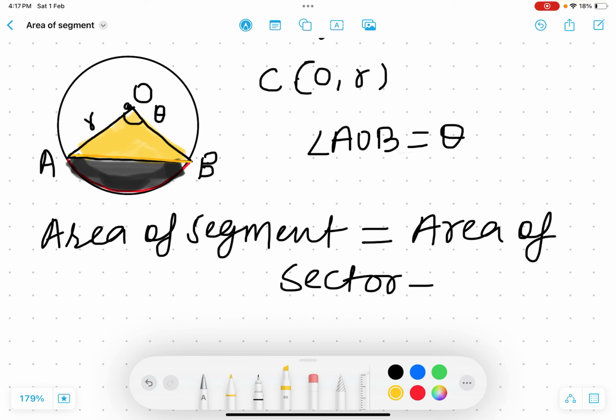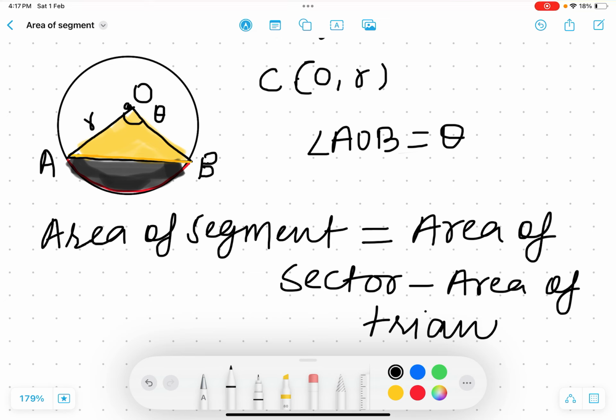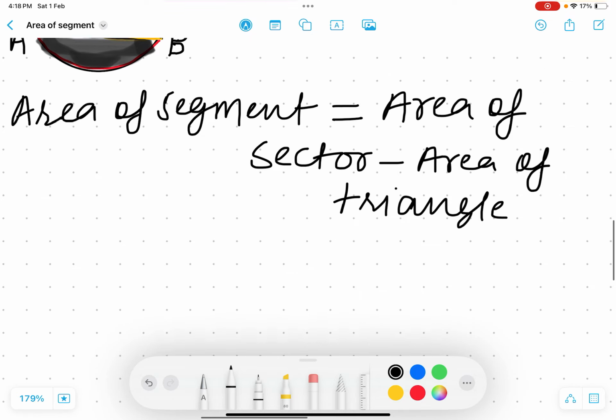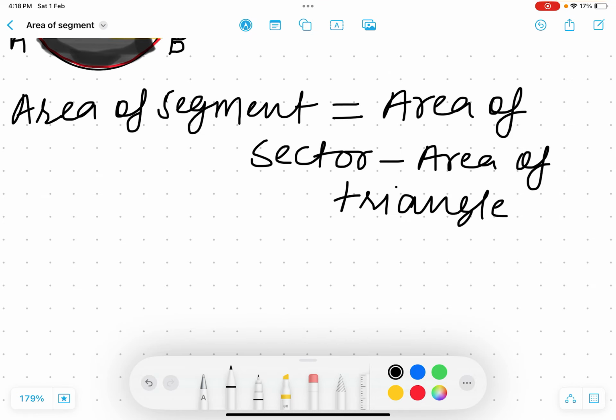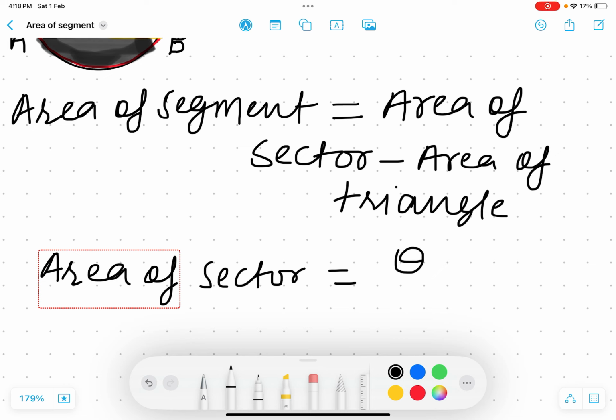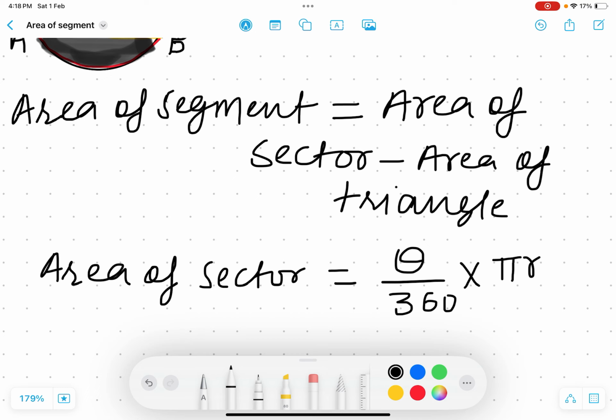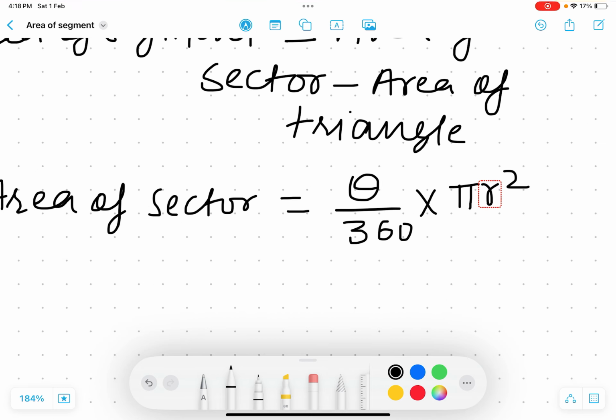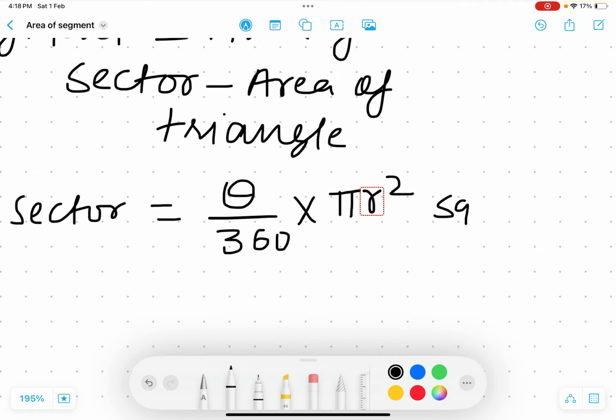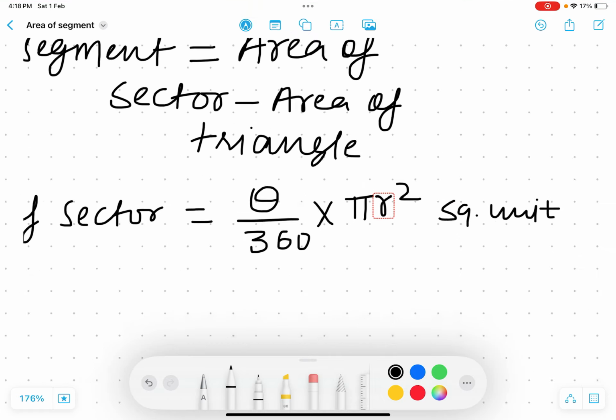So for the area of the segment, we'll just subtract the area of that triangle from the area of the sector. As you know how to find the area of a sector, you know the formula, theta by 360 into pi r square square units, isn't it? So this is the area of the sector.